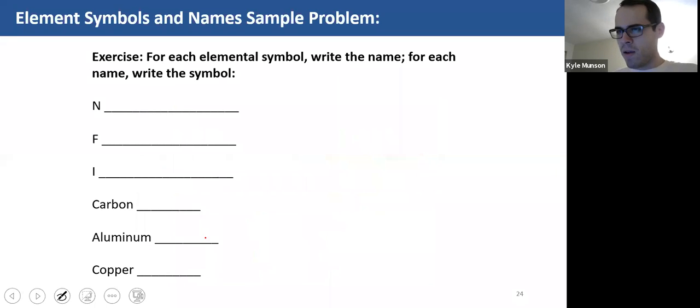Okay, so here's our exercise then. This is going to be a quick video. For each element symbol, write the name, okay? And then for each name, write the symbol. So actually, why don't you just pause the video and try to do this on your own? And then when you're done, unpause the video and let's check our answers together.